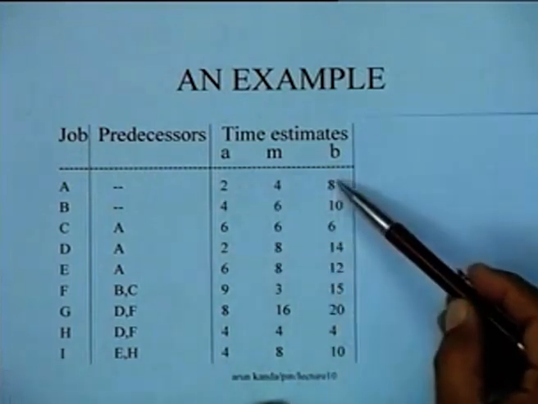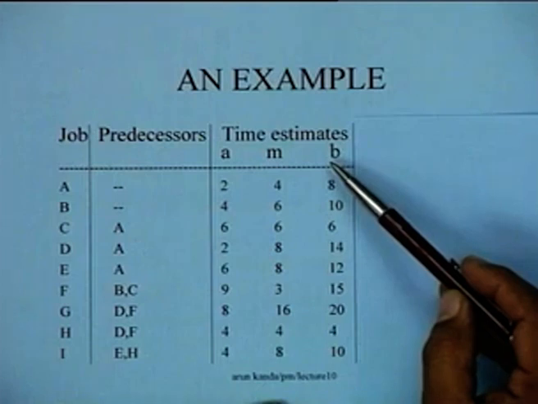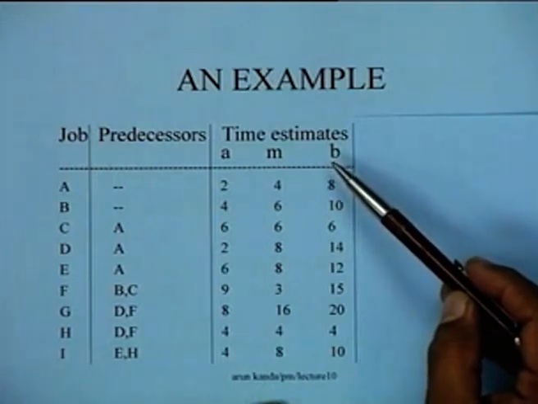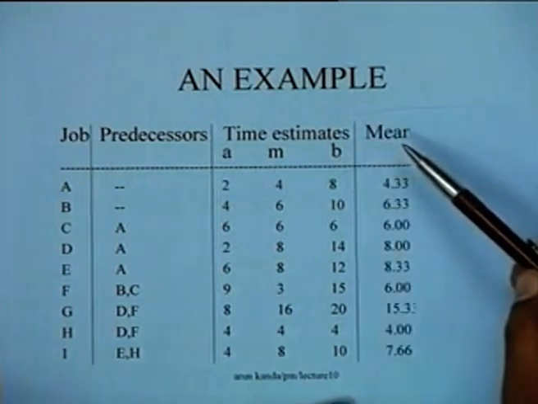Once these time estimates are obtained, we compute the mean and variance time for each activity by utilizing the two formulas that I had enunciated a short while ago. The mean is computed by simply (a + 4m + b) / 6.